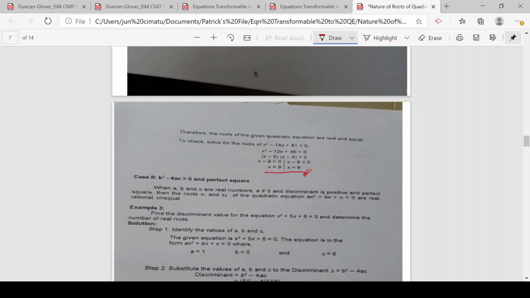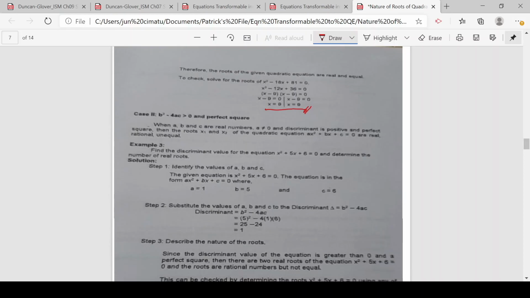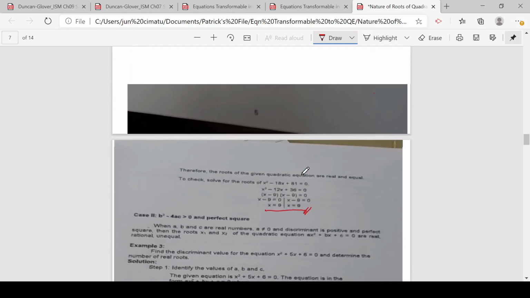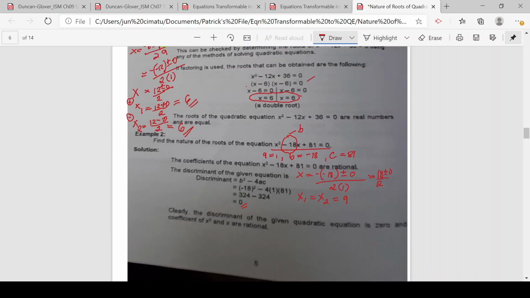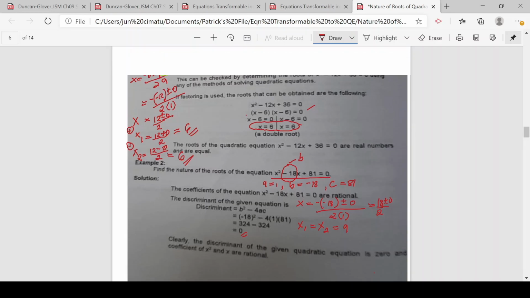So, ito yan. Yung mga sagot nito, lahat ito ay 0. 0 ang ina-add mo at sinusubtract do sa negative a over 2. So, ang magiging roots mo na lang, negative a over 2. So, for case 1, dapat ang roots ng case 1, ang x ay negative b over 2a. Kapag 0 ang discriminant, yan na ang roots. Negative b over 2a.